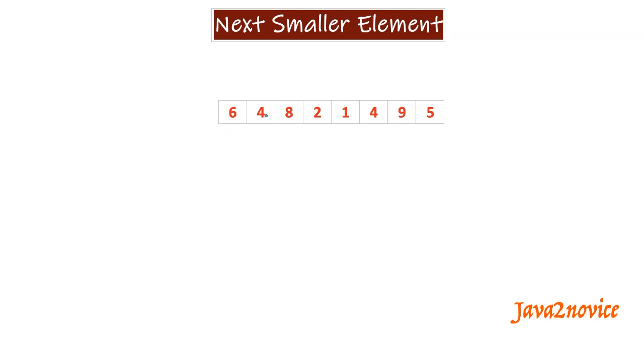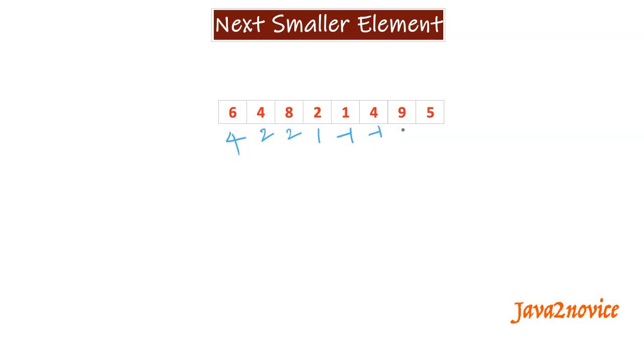Let's say this is our input array. We will find the next smaller element for each array element. For 6, the next smaller element is 4. For 4, 8 is greater than 4, so it cannot be. So for 4, 2 is the next smaller number. Even for 8, 2 is the next smaller number. For 2, 1 is the next smaller number. For 1, there is no smaller number, so we will consider -1. For 4 also there is no next smaller number, so we will consider -1 here also.